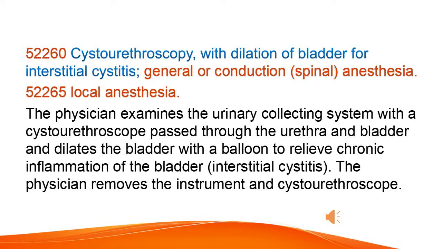Cystourethroscopy, with dilation of bladder for interstitial cystitis, general or conduction, spinal, anesthesia. Local anesthesia. The physician examines the urinary collecting system with a cystourethroscope passed through the urethra and bladder and dilates the bladder with a balloon to relieve chronic inflammation of the bladder, interstitial cystitis. The physician removes the instrument and cystourethroscope.